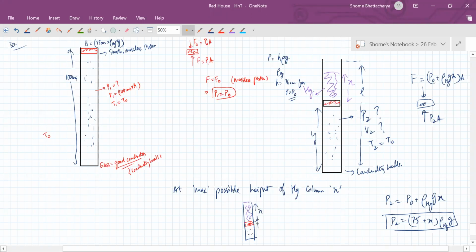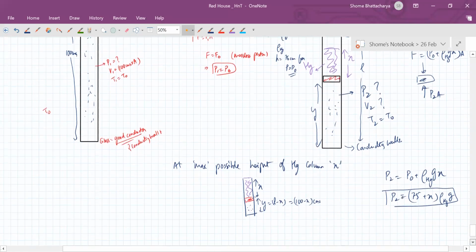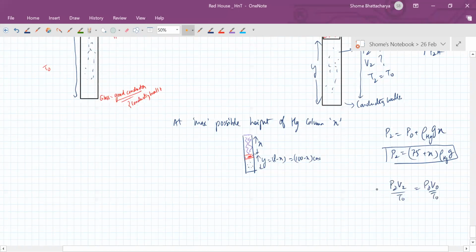So if this is X now, this Y is equal to L minus X. So it's going to be 100 minus X in centimeters. Okay. So now when we put the equation of state, you'll see we'll get the relation. P2 V2 upon T0 should be equal to P0 V0 upon T0, because the number of moles is conserved.